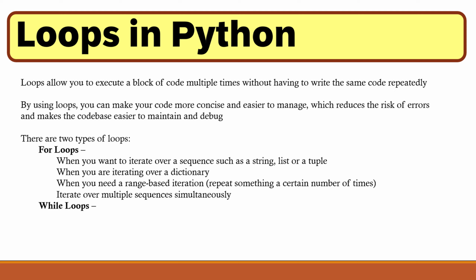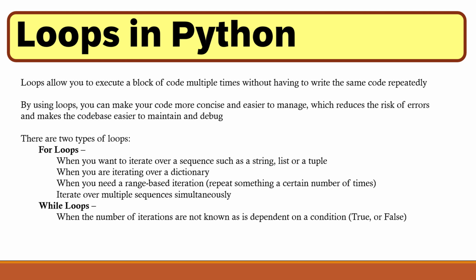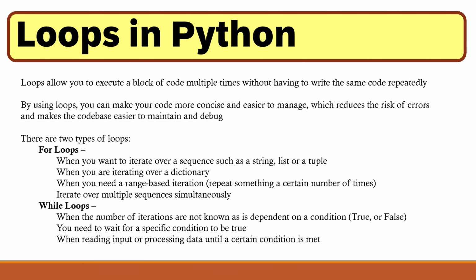Next, moving on to while loops. So this is another loop, and you would use a while loop when the number of iterations is not known and is dependent on a condition, like true or false, or when you need to wait for a specific condition to be true. Or another one is when you are reading input or processing data until a certain condition is met.